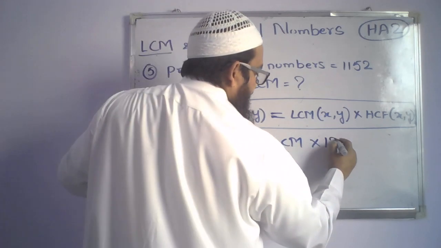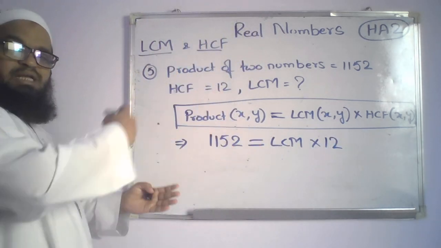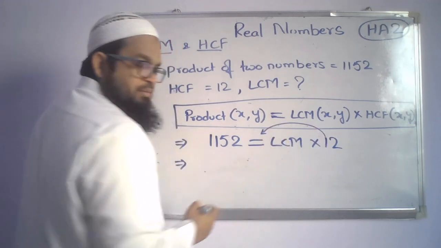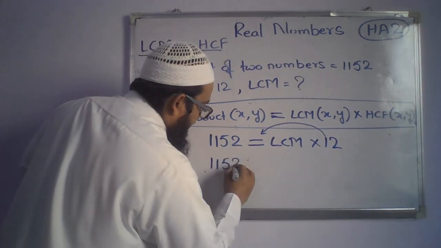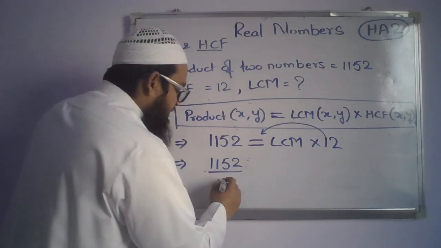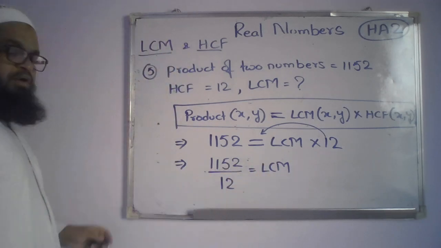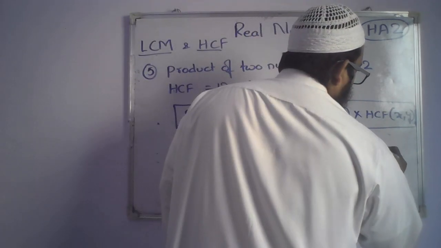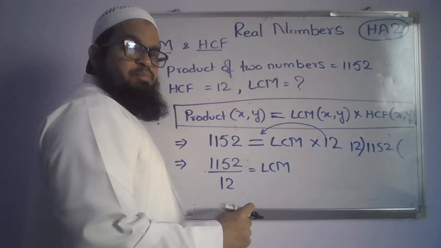The HCF is 12. And now we have studied simple equations in grade 7. Just transpose the values. If we transpose 12 to the left hand side, what happens? 1152 you have here in multiplication. So when you transpose, it becomes division, equals LCM. And when we divide 1152 by 12, let us see here. Those who don't know division, please check.